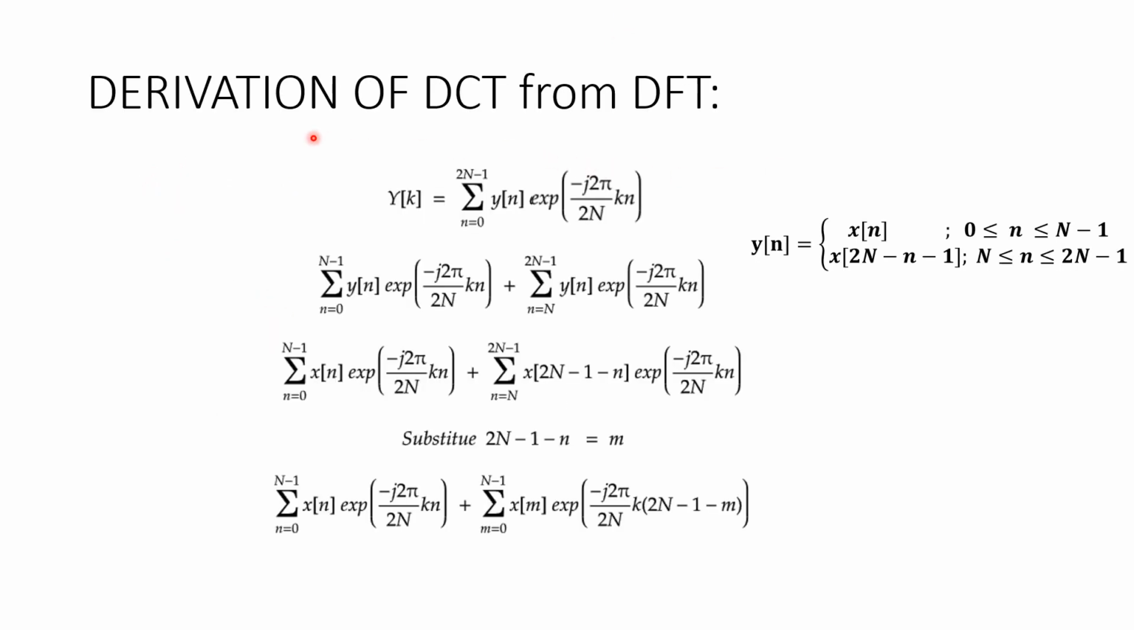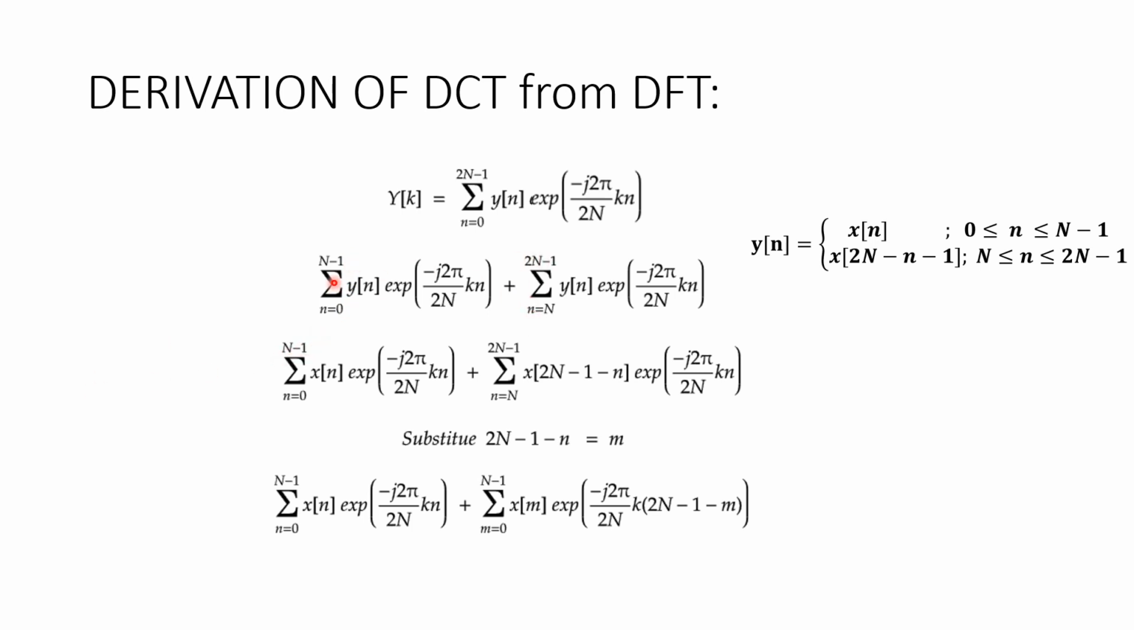Now let us see the mathematical derivation of DCT from DFT. In step 1, we have calculated y[n] using x[n]. In step 2, we will be calculating the 2N-point DFT of y[n]. It can be calculated by the formula summation n equal to 0 to 2N-1 of y[n] times e to the power minus j 2 pi by 2N times kn. As it is from n equal to 0 to 2N-1, we can split it into n equal to 0 to N-1 and n equal to N to 2N-1.